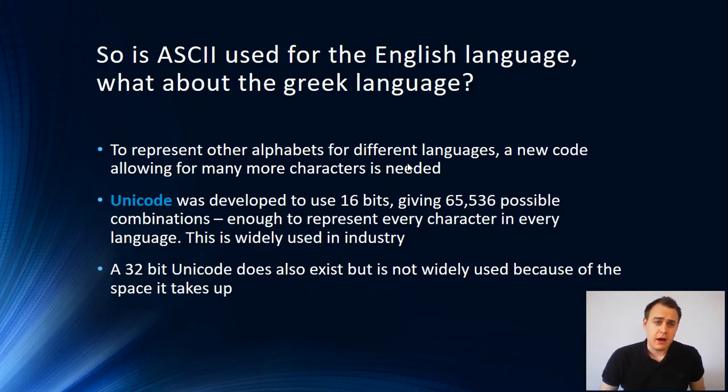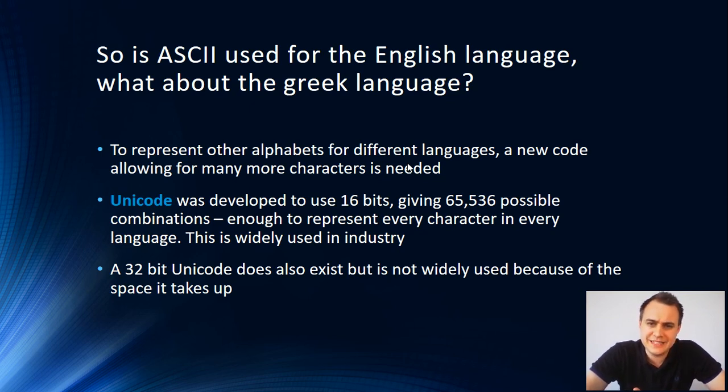Okay, so now the ASCII code is rubbish because it only represents the English language. What about Greek? What about Mandarin? What about Arabic? There's so many different symbols out there and combinations and letters that 128 just cannot be done. You need to extend it further. You need more combinations to represent loads of other different languages around the world. So to represent these other alphabets for different languages, a new code allowing for more characters is needed.